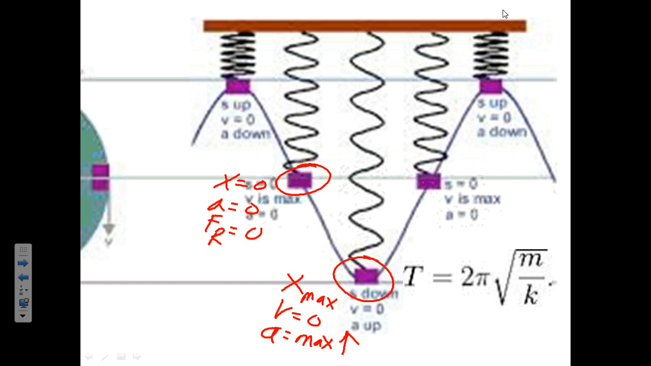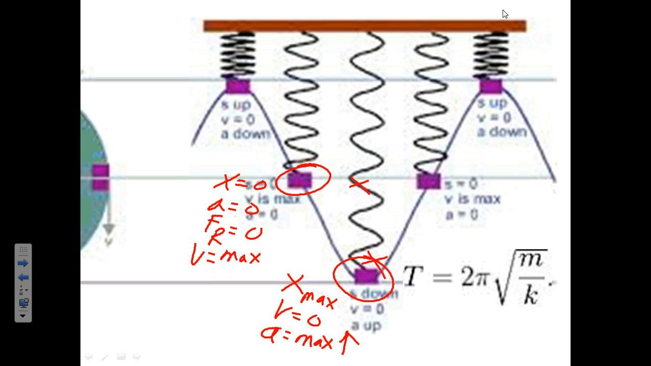But what has been happening between right here and right here? It's been accelerating the whole time, right? Which means when it gets back to equilibrium, how fast is it going? As fast as it can. So at the equilibrium position, the velocity is at a max. Does that make sense?